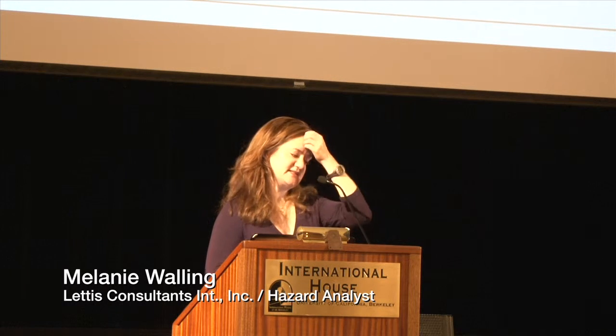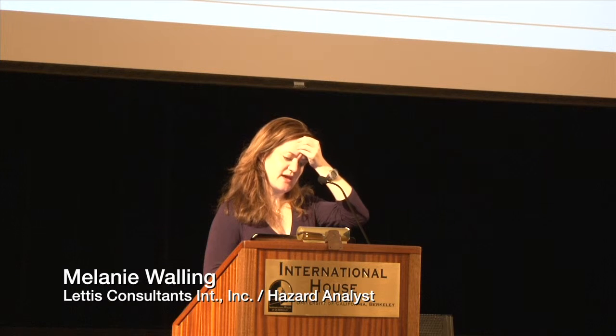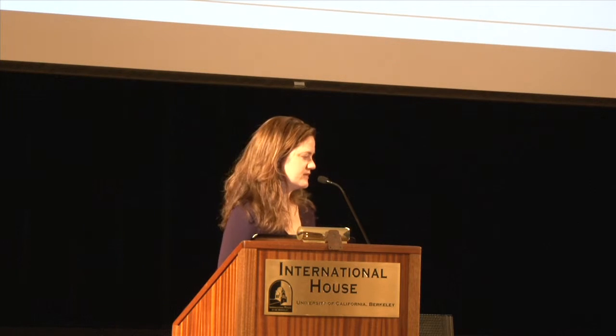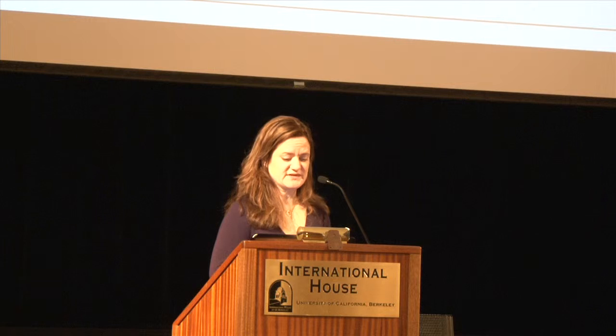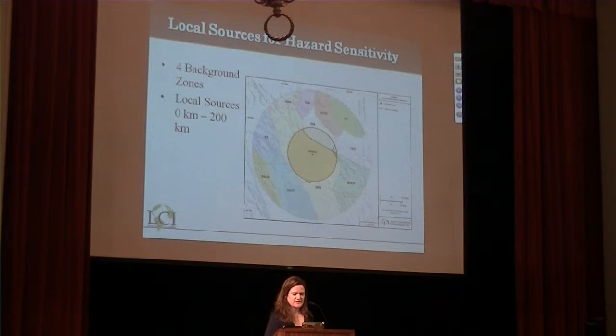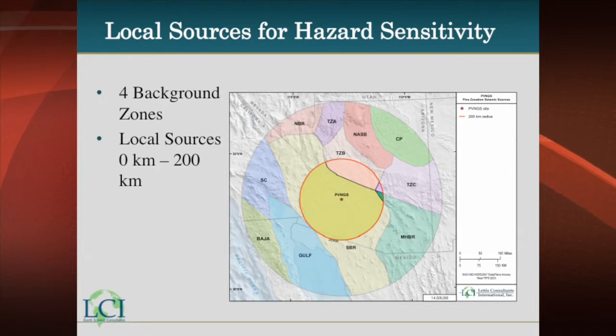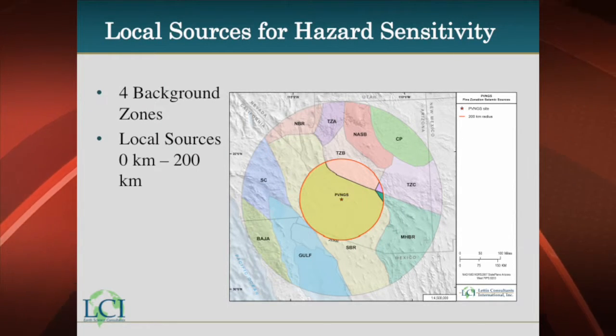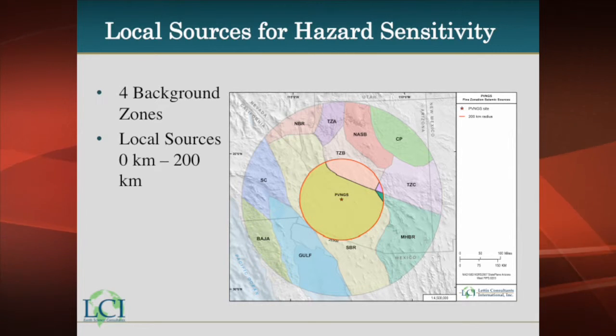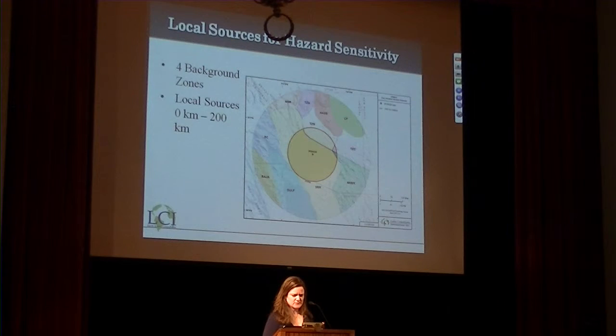So to get the sensitivity for the local sources, and I should say local meaning the effects within 200 kilometers of the site, what was done was that it looked at the hazard contributed from what's highlighted as a dark circle. The radius of that circle is 200 kilometers, and there were 4 sources that fell within that circle. So I ran the hazard using these 4 sources for the first 200 kilometers when I was performing the hazard sensitivity of the local sources.